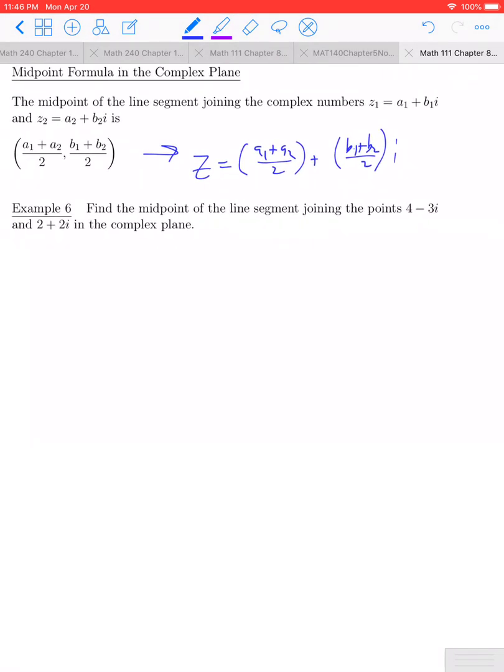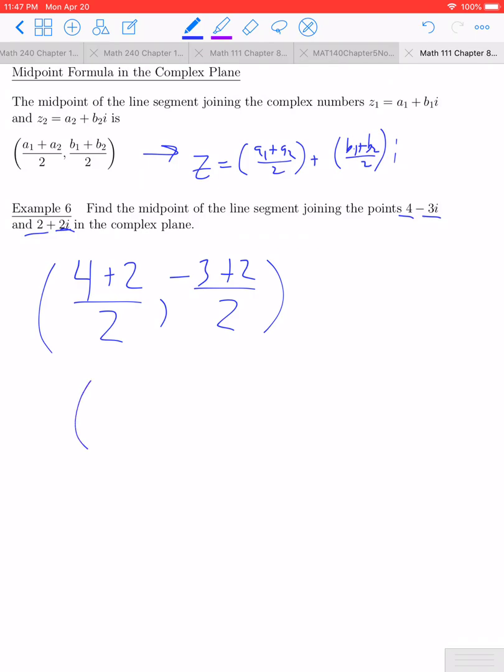In example 6, they want us to find the midpoint of the line segment that joins the complex points 4 minus 3i and 2 plus 2i. According to our midpoint formula, I take the real parts of the two complex numbers, that's going to be 4 and 2. I add them together and I divide by 2, comma, I take the imaginary parts, that's negative 3 plus 2, divide those by 2, and we get 4 plus 2 is 6 over 2, comma, negative 1 over 2, which we can simplify to 3, comma, negative 1 over 2.